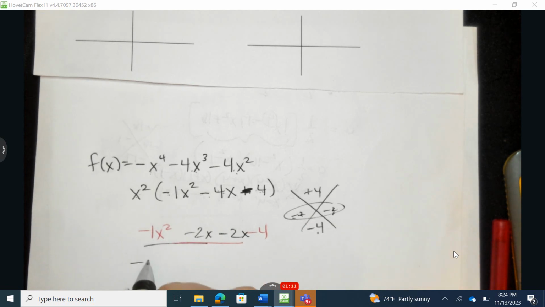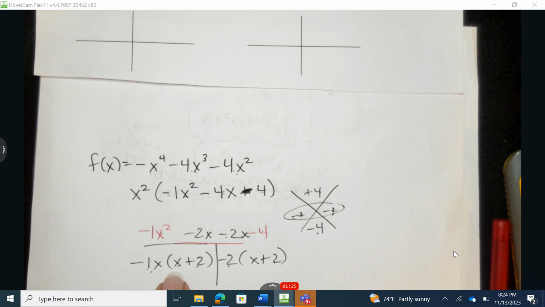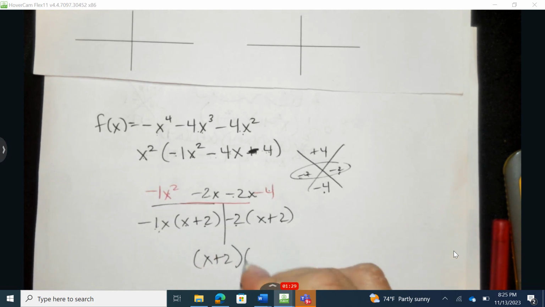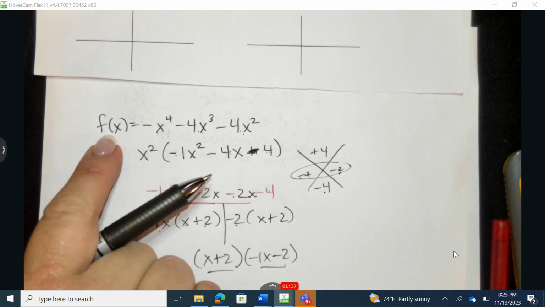I can factor out a negative 1x, and I'd be left with x plus 2. Let's make sure: negative 1x squared and minus 2x. Minus 2 gives us a negative 2x, and minus 2 gives us a negative 4. The front and the back both contain an x plus 2, and the front is a negative 1x and a negative 2.